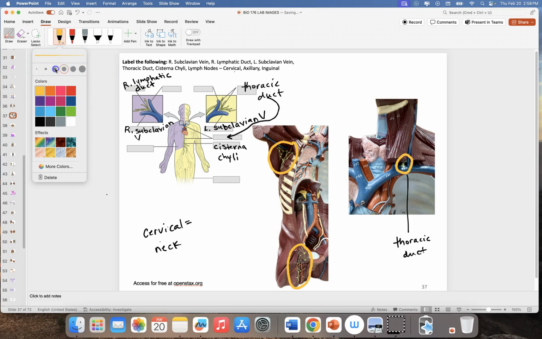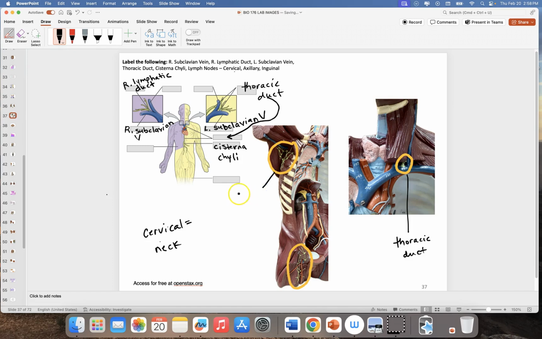And again, if we think back to armpit, the landmark name for armpit is axillary. That means that these would be the axillary lymph nodes. And then down here, associated with the groin, we would have the inguinal lymph nodes.